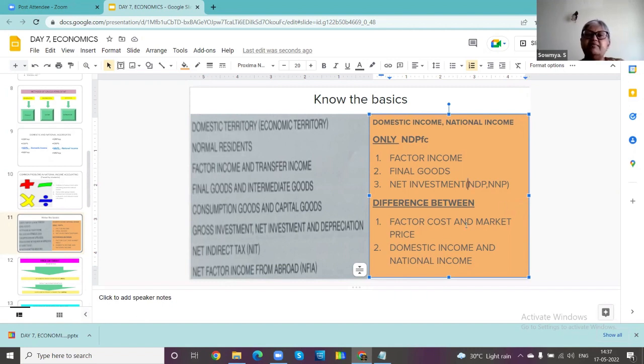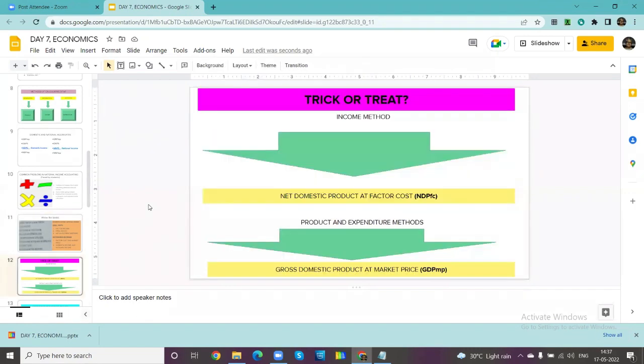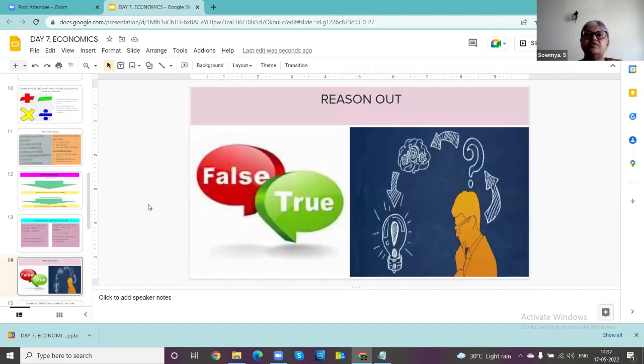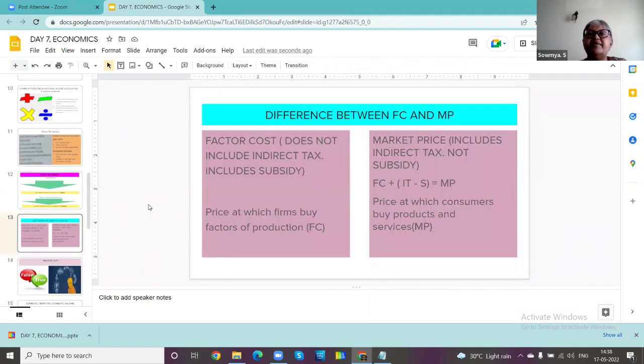Right? Then this one, difference between factor cost and market price. Again, children have few other basic doubts. Like, again, most of these come under true or false also. True or false. Which one is a bigger concept? One at a time, we will take it up. Can factor cost be higher than market price? Can factor cost be higher than market price? And they have this confusion.